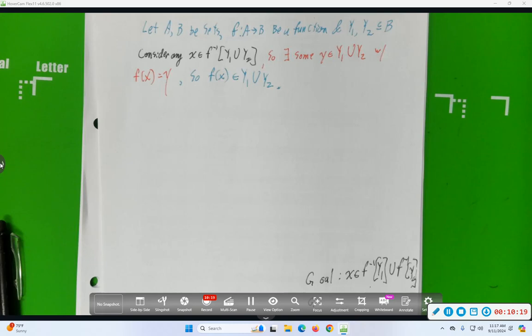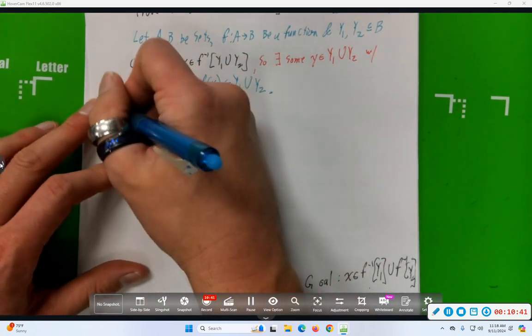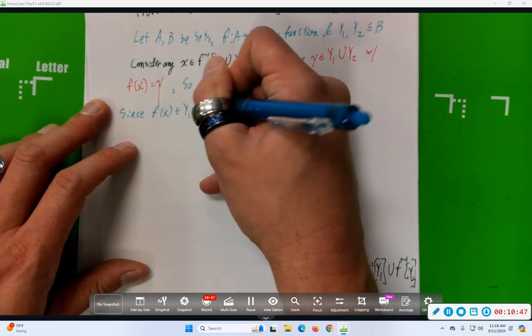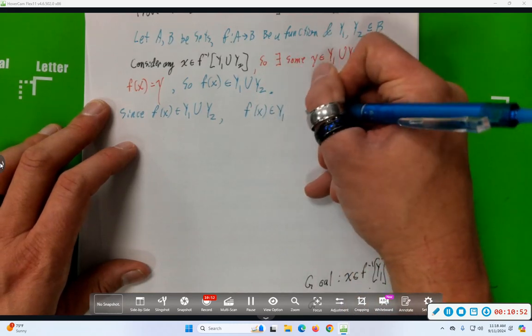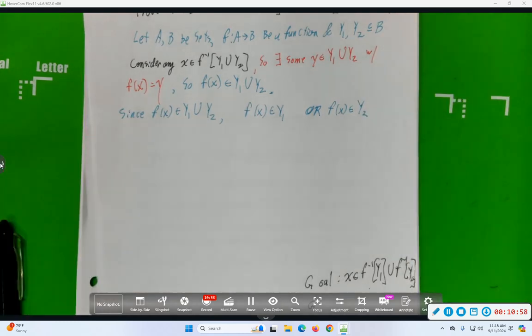Either expand out the thing that you know, or look at the goal to expand that out to figure out what you need to show. So, I just expand out the first one, right? Cool, let's expand out the first one. All right, so then f of x is in y1 or f of x is in y2. Cool.